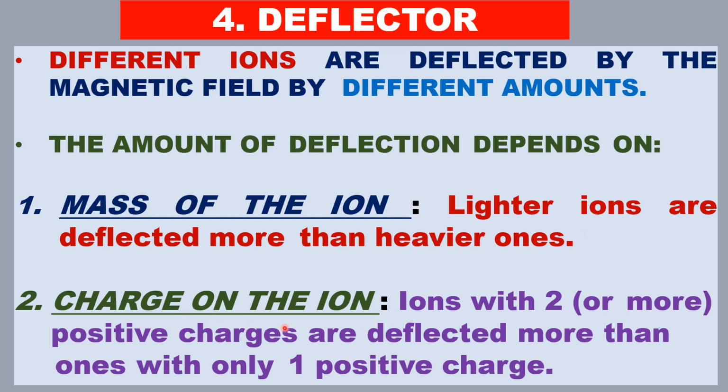Then the charge on the ions. The more the charge, the more the deflection. For example, ions with two or more positive charges are deflected more than ions with only a +1 positive charge.